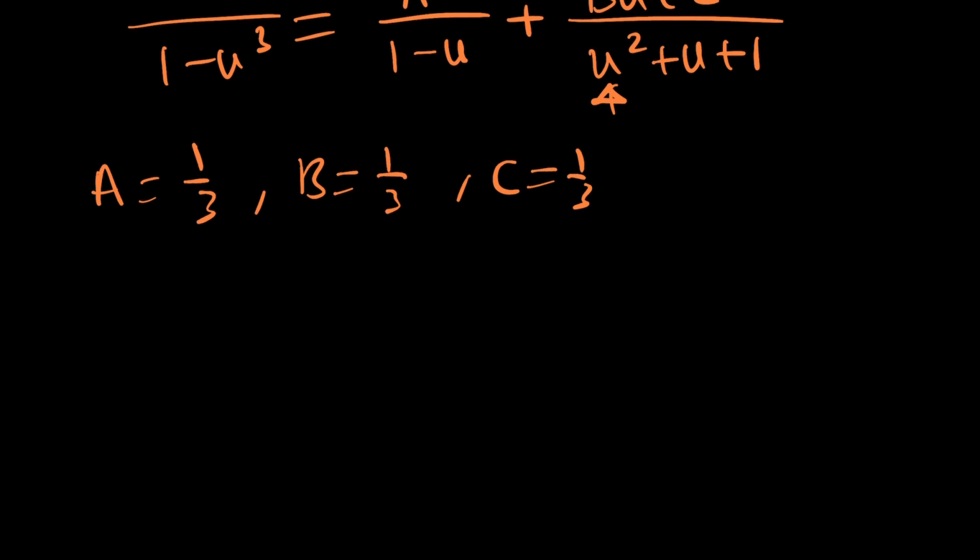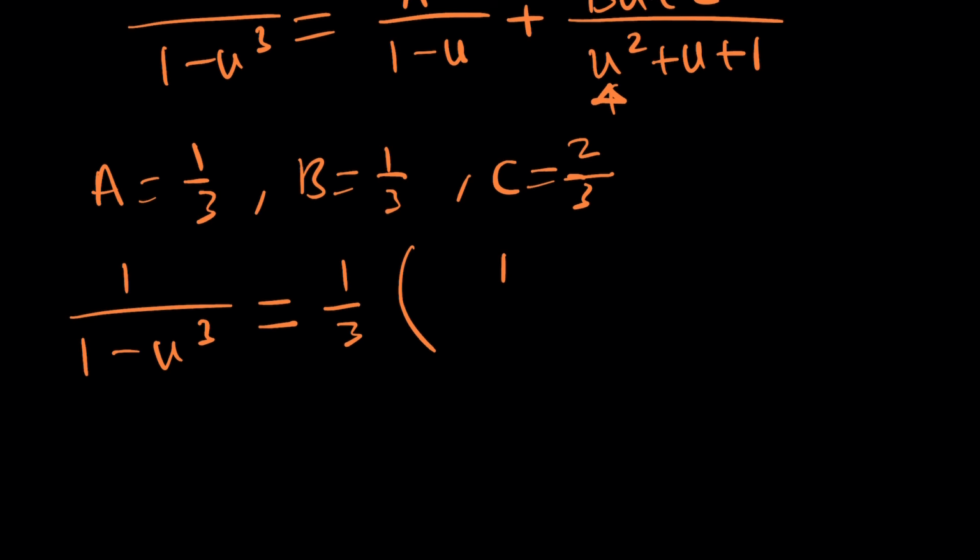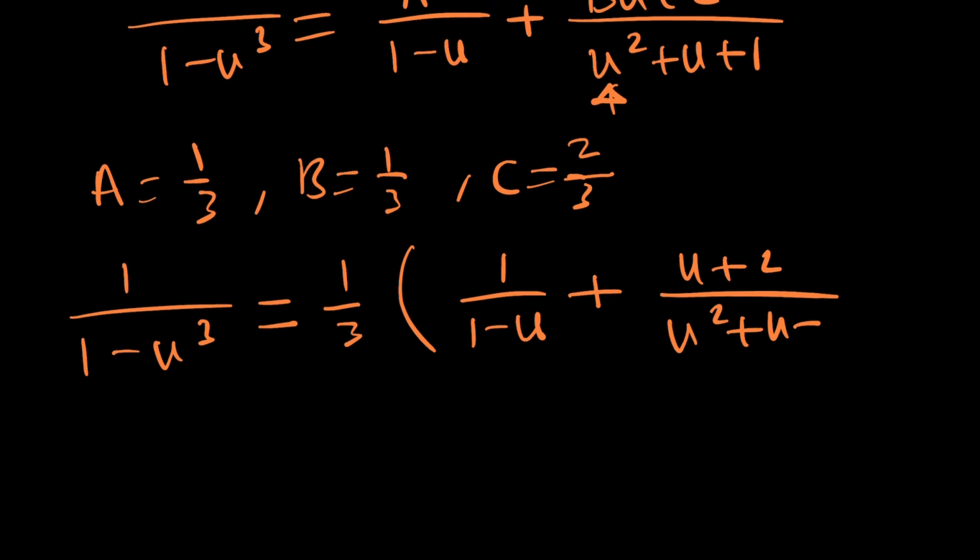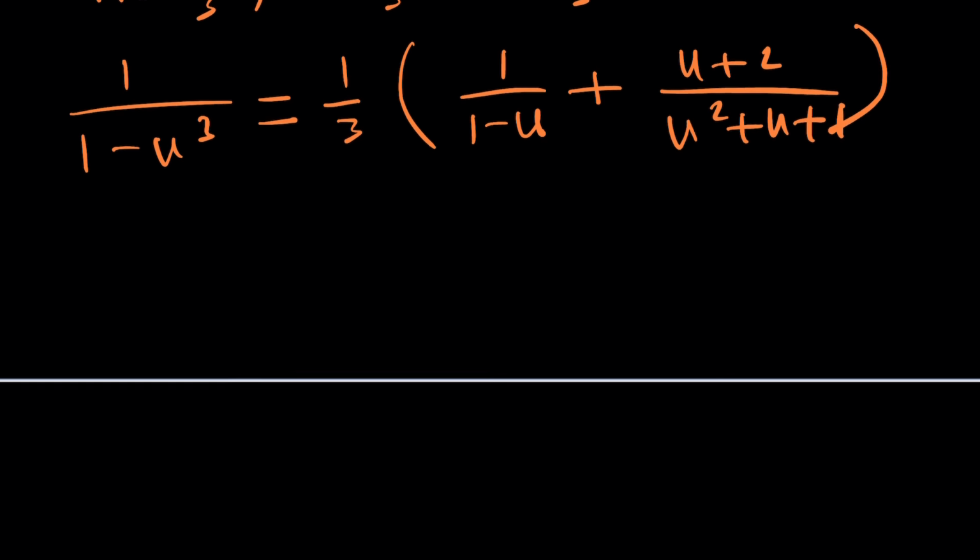Wait a minute, C is supposed to be 2/3, right? Yeah. So our expression is going to turn into this then. After substituting the values of A, B, C, of course, I can factor out a 1/3 here, which is convenient. We'll have 1 over 1 minus u, and then u plus 2 divided by u squared plus u plus 1. Awesome. You see, this is a pretty easy integral. Look at this. This is just ln. Easy, right? What about the other one?